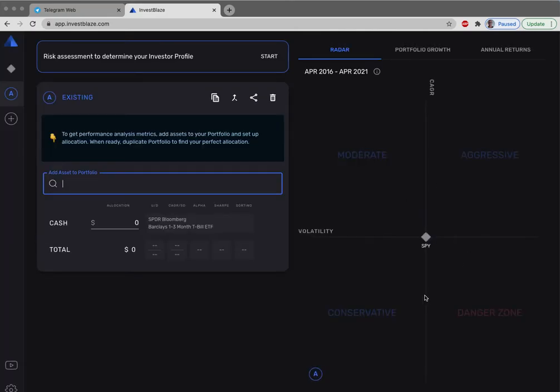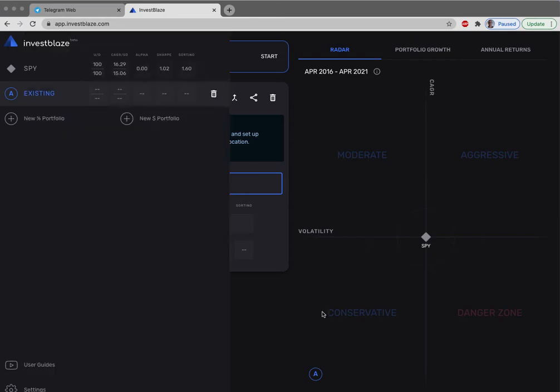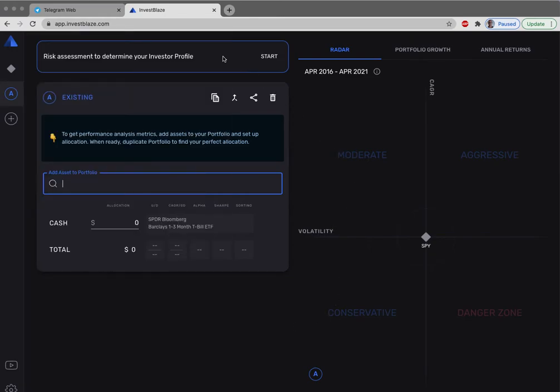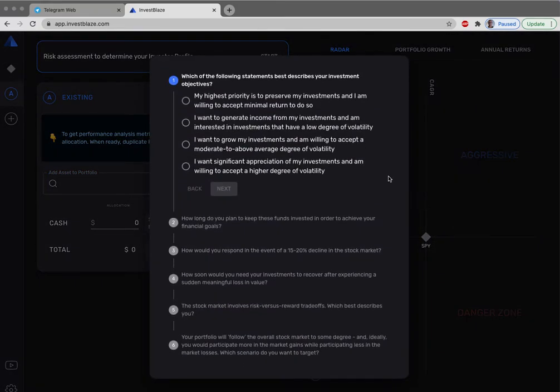So you'll come in and you'll come into here, and this is what the screen looks like initially. If you notice up here, it says the risk assessment to determine your investor profile. Everything about investing should be customized to your preferences, to your risk tolerances, to your goals, etc. And the beginning of that is to determine what your investor profile looks like. So if you click on this and start, I recommend you do this before you even put in a portfolio. And it'll ask you a series of questions, and you can go through here and you will answer them all, and it'll come back and give you an idea of what your investor profile looks like.